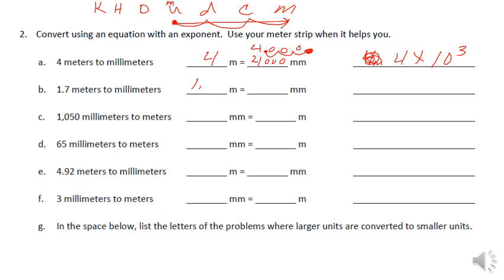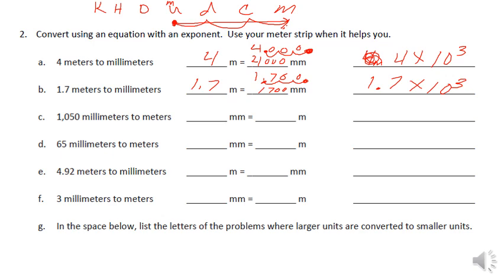Next one, 1.7 meters. On this one, I'm on meters again. I'm going to millimeters, so once again, that's going to be 10 to the third because it's 3 place values away. So in all actuality, we have 1.7 meters times 10 to the third. So I'm going to shift the decimal 3 place values. 1, 2, 3, and fill in my placeholders. So it's 1,700 millimeters.